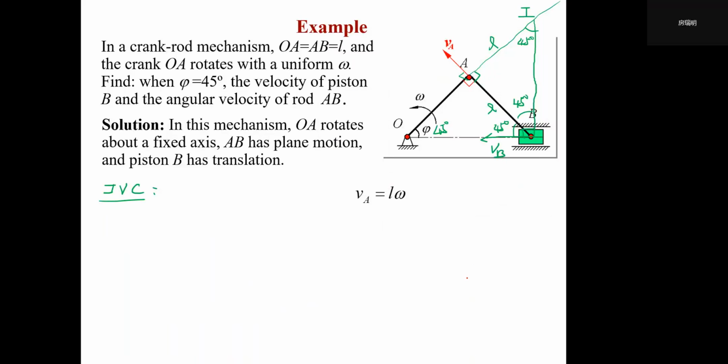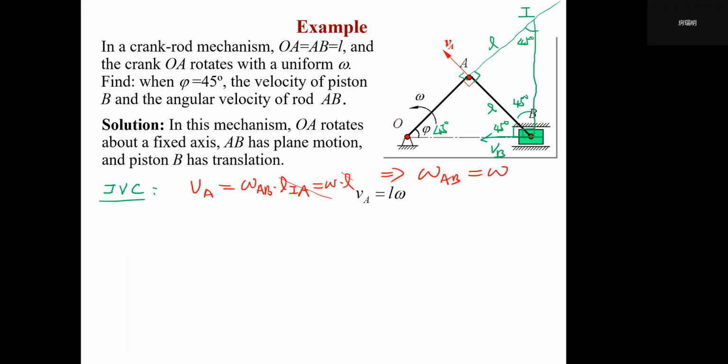Let me change into red again. If this I is the IVC we find at this time moment, then VA, although we know it equals omega L from the information of this OA, it also should equal what? Omega AB times LIA, right? The distance from this point to the IVC, and should equal omega L. Actually, we have found LIA equals L. So we easily find omega AB should equal what? Because of this relationship, this is L, so we can eliminate this one and this one, then omega AB has to equal omega. Right?